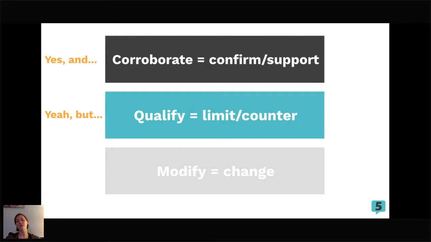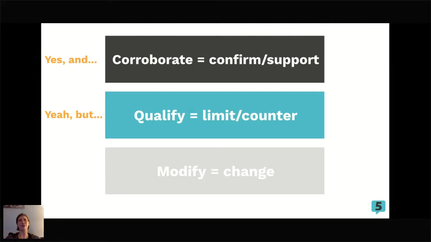And then modify. Modify just means to change the argument. So you might start with an argument and then modify it slightly to temper it or change it a little bit based on additional evidence that you have uncovered in the documents or remembered from your own learning. So those are like the three big categories of complexity.